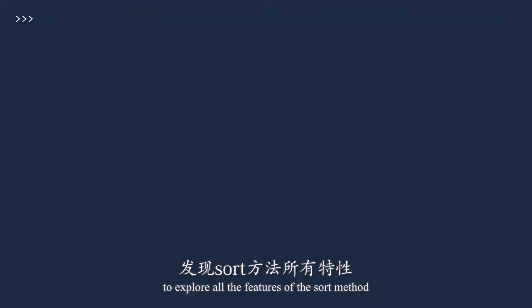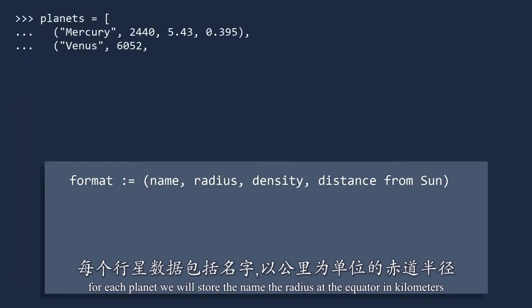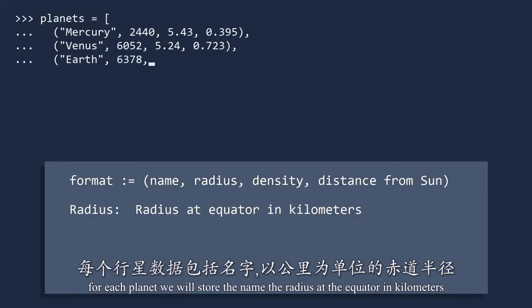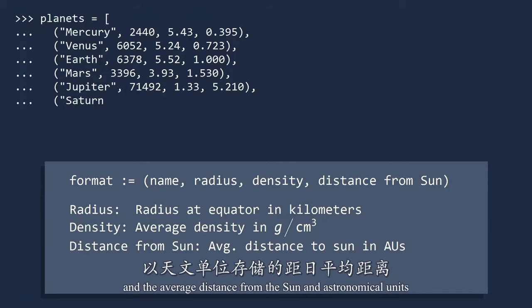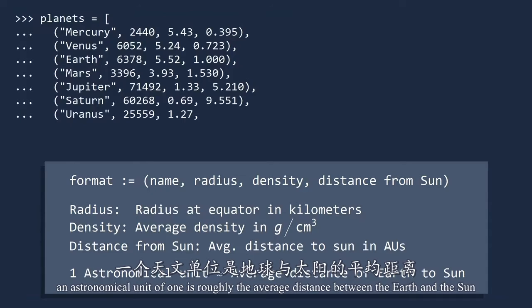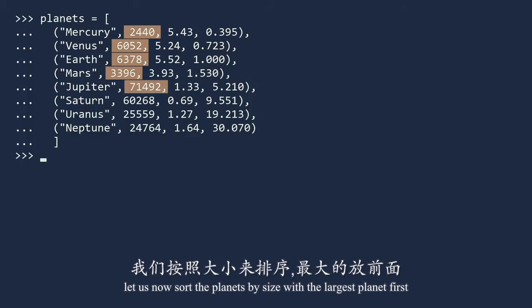To explore all the features of the sort method, let us create a list of data about the 8 planets in our solar system. For each planet, we will store the name, the radius at the equator in kilometers, the average density of the planet in grams per cubic centimeter, and the average distance from the Sun in astronomical units. An astronomical unit of 1 is roughly the average distance between the Earth and the Sun. Currently, the planets are sorted by the distance from the Sun. Let us now sort the planets by size, with the largest planet first.